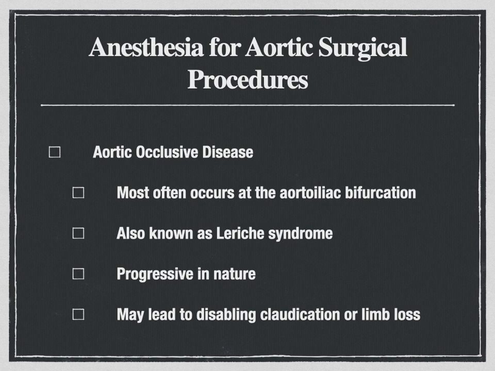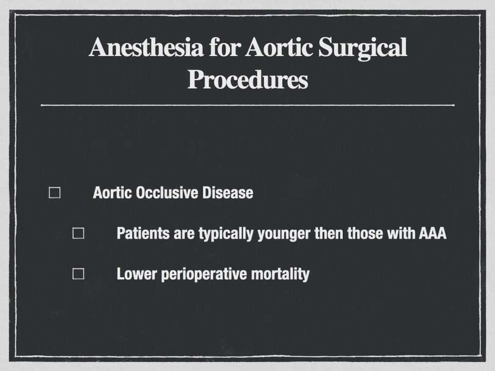Next, we have aorto-occlusive disease. It's most often seen at the aortoiliac bifurcation. It's also known as Leriche syndrome. It is progressive in nature and may lead to disabling claudication or limb loss. Patients with aorto-occlusive disease are typically younger than those with AAAs and de facto have a lower perioperative mortality.